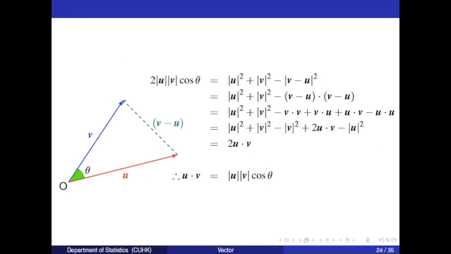Here shows that U dot V is equal to the length of U times the length of V times cosine theta. Cosine formula is used on the first row of the proof.